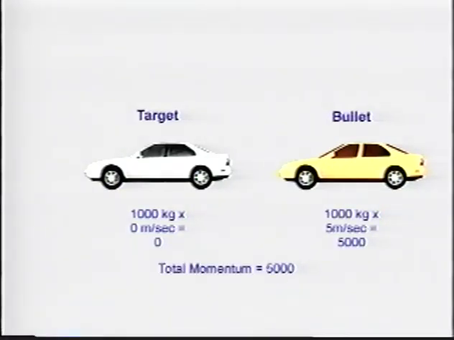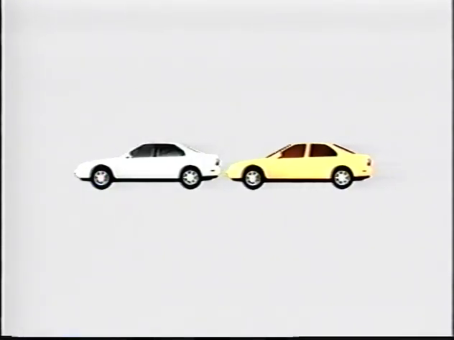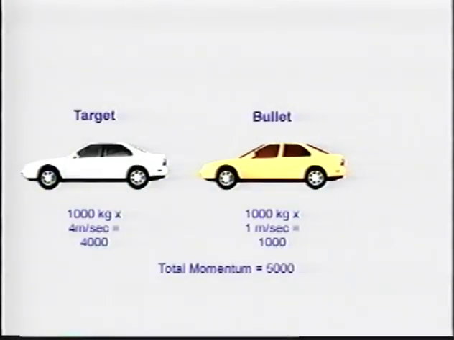Therefore, before the collision, we have a momentum of 0 for the target vehicle, plus a momentum of 5,000 for the bullet vehicle, for a total momentum before the collision of 5,000. According to the law of conservation of momentum, the momentum after the collision must also be 5,000. But once the bullet vehicle strikes the target vehicle, the speeds of the two cars are different. After the collision, we find that the bullet vehicle has slowed from 5 meters per second to just 1 meter per second. Therefore, the momentum of the bullet vehicle is 1 times 1,000, or 1,000.